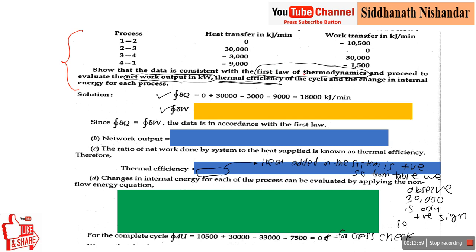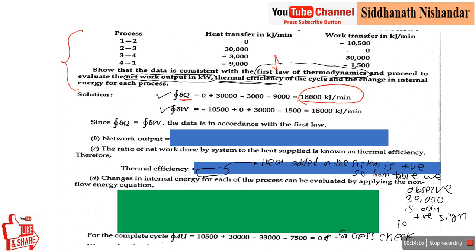Is the first law satisfied or not here? For the first law, simply take the summation of all Q's: 0 plus 30,000 minus 3,000 minus 9,000 is 18,000 kilojoule per minute. Similarly, we take the summation of W, the work transfer in kilojoule per minute. See here, this summation is again 18,000 kilojoule per minute. So it satisfies the first law of thermodynamics.